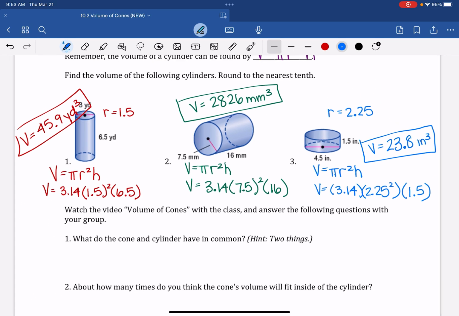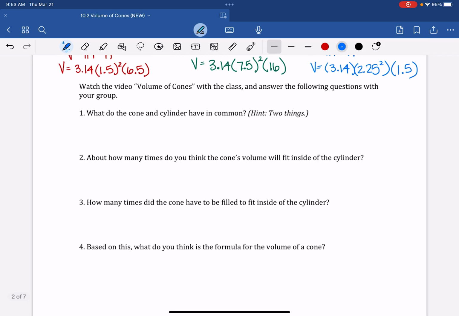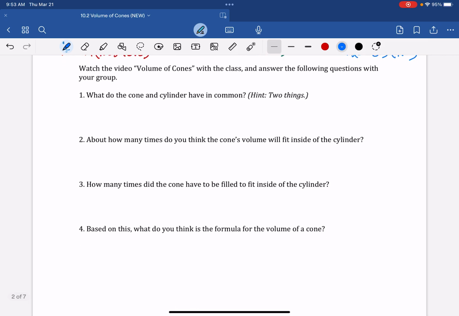Okay, so that's just a review of what we did last time for cylinders. So today we're going to be doing volume of cones. There's a video on Canvas that you'll need to watch about the volume of cones. So go back to Canvas and watch that, and then come back here when you're done.